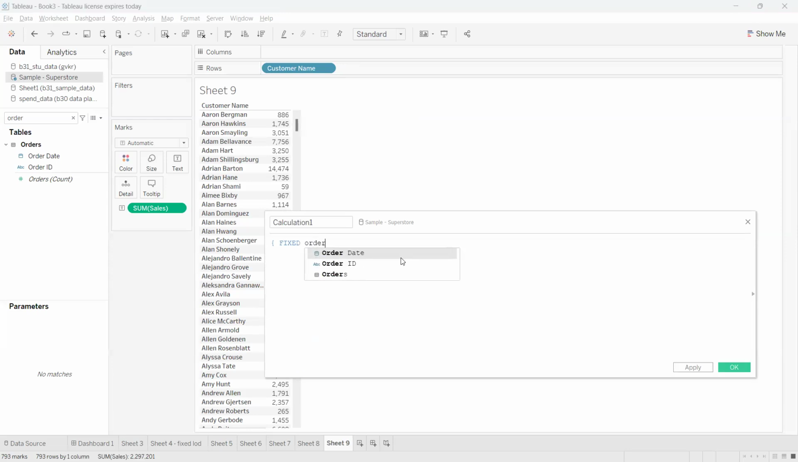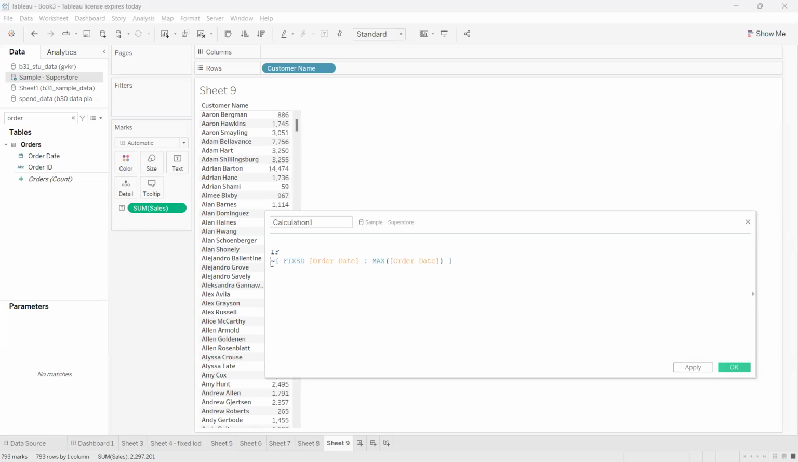So fixed, take the order date on the left side. After the colon, take the maximum of order date. See, if you want to fix the aggregations at those dimensions which are not used in the sheet, order date I am not using in the sheet, but still I want to get the order date for each and every person. After that, I want to get the sales for this order date. Same thing what I explained to you earlier. Just write the if statement here.